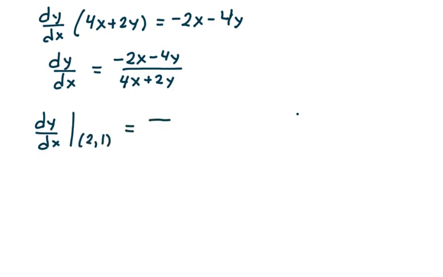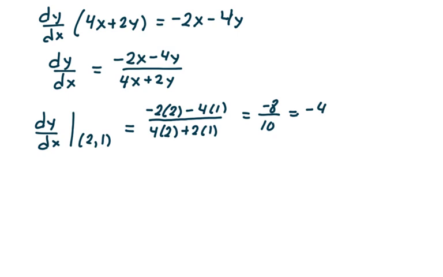So wherever I see an x, I'm going to put in a 2. So I get negative 2 times 2 minus 4 times 1, right? I replace y with 1, divided by 4 times 2 plus 2 times 1. The denominator looks like 10. The numerator is negative 8. So that looks like negative 4/5.